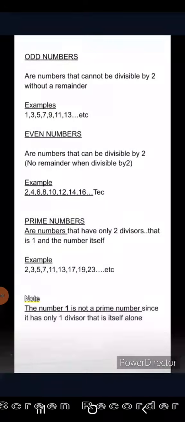As simple as this. Now let us look at the types of numbers. We have counting numbers, that is 1, 2, 3, and so on. We have odd numbers, which are numbers that cannot be divisible by 2 without a remainder. Examples: 1, 3, 5, 7, 9, 11, 13, and so on. Even numbers are numbers that can be divisible by 2 without a remainder. That is, no remainder after division.